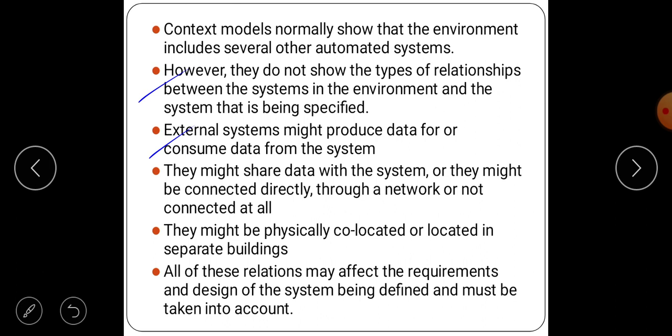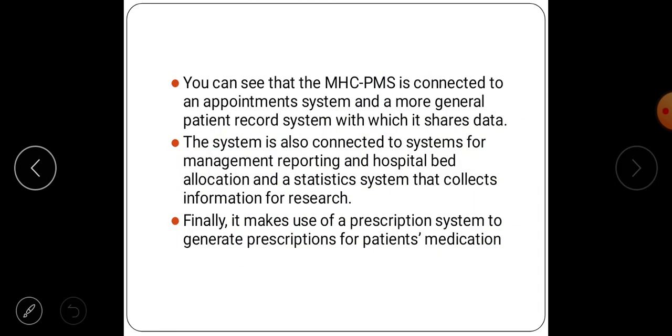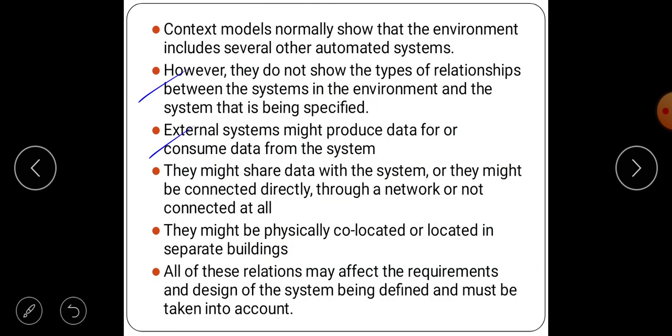The external systems may produce data for and consume data from the system. This is the internal system, and these are all external systems: the patient record system, admission system, prescription system, appointment system, satellite systems, and management reporting system. They may produce data, meaning they can give the data or consume the data.